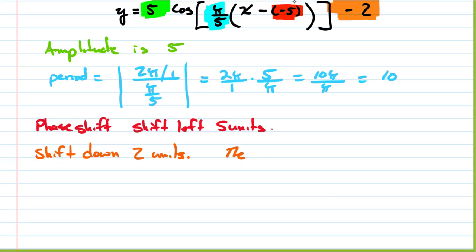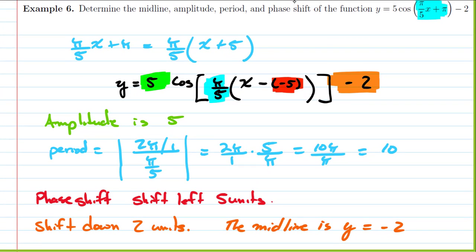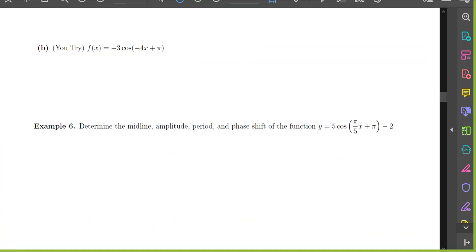So the midline is y equals -2. So it's going to be a wave with amplitude 5, a period of 10, shifted left 5 units and down 2 units, with our midline being on the line y equals -2. So we can identify all of those parts and put it back together all in one problem, similar to what we had when we were shifting functions in general.